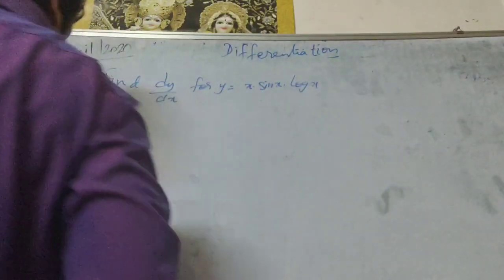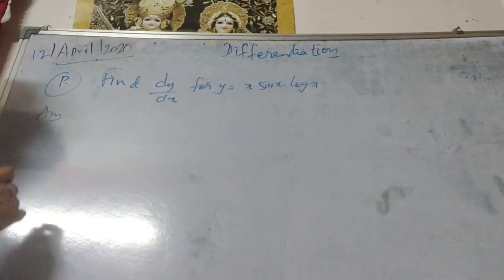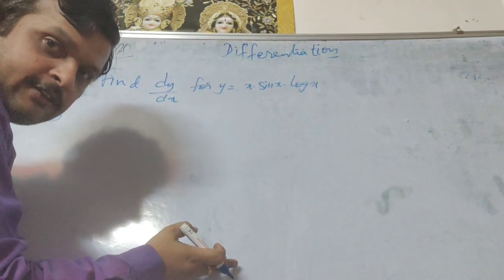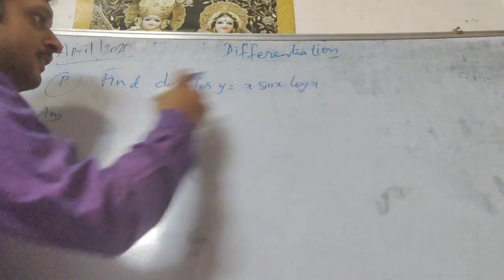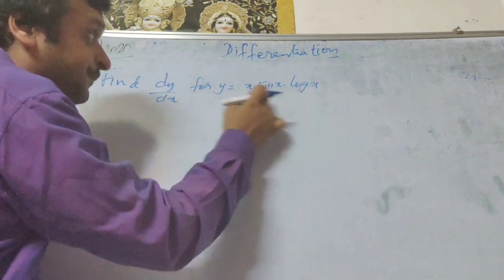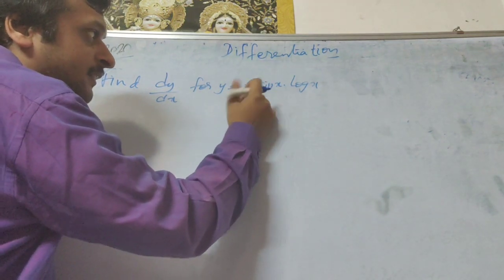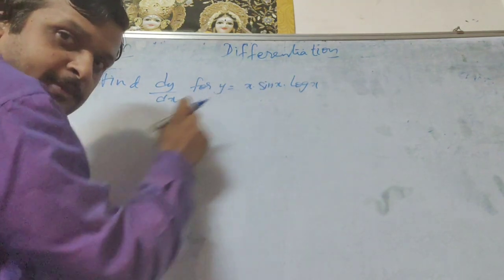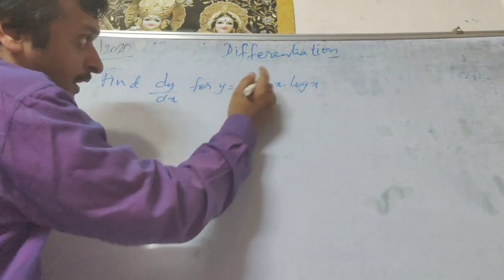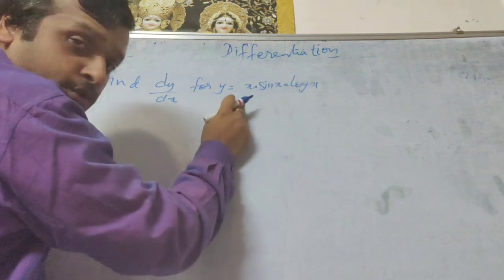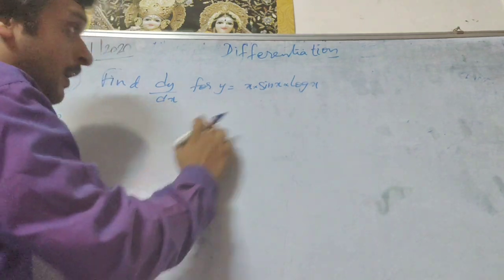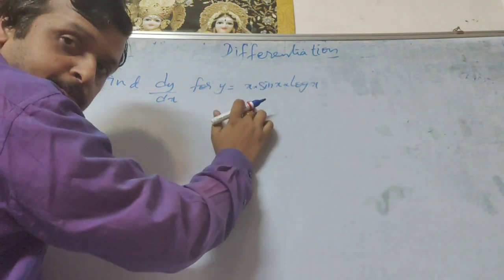First you should know how to judge what sort of rule you have to use. Is it sum rule, product rule, quotient rule, or difference rule? Here x is one function, sin x is another function, log x is another function. If there is a plus between them, it will be a sum rule. If it is a minus between them, it is a difference rule. If nothing is there, it means it is into, and we should use product rule here. And if it is x divided by sin x, then we should use the quotient rule. Now we are using product rule.